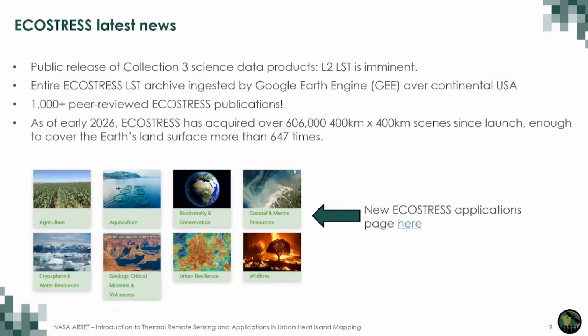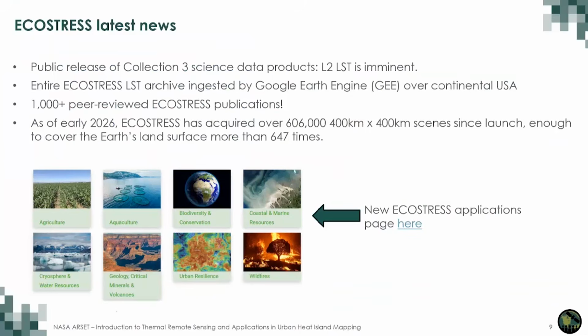So just some quick latest news from ECOSTRESS. Currently, the Collection 2 products are available from NASA, but we are delivering Collection 3 science products. So specifically, the Level 2 land surface temperature product has an imminent release at the LP DAAC. And there's a number of improvements in that product. Specifically, we have a new sea surface temperature algorithm and a lot of improvements to the data quality and also cloud masking.